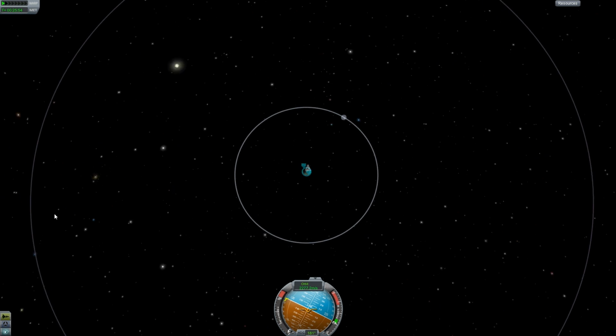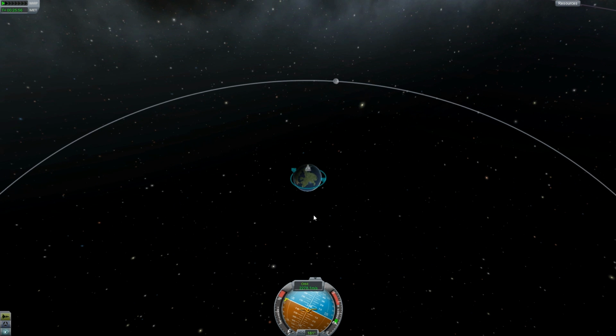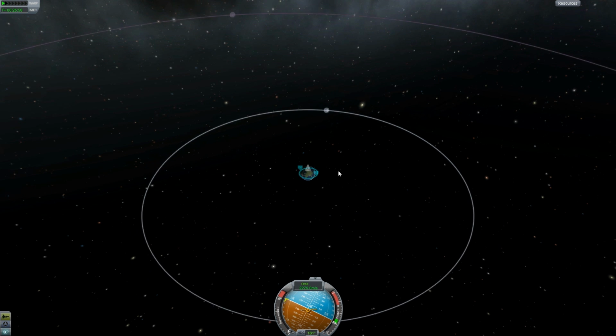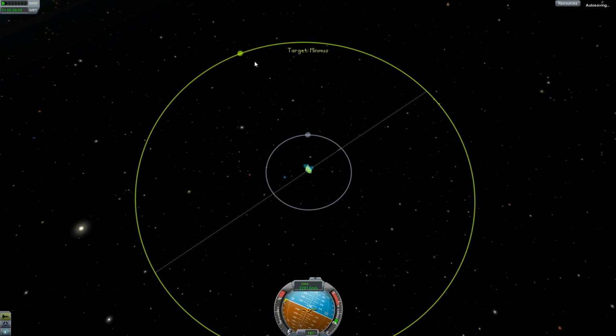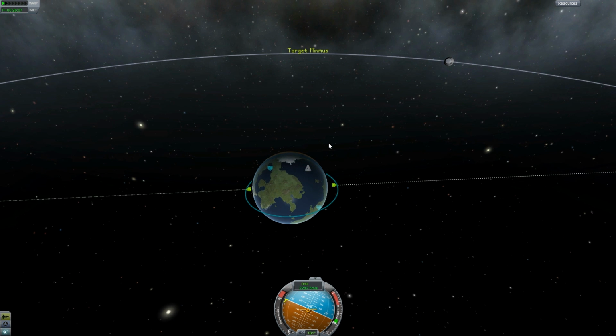Now, I was asked a few very nice questions by creators, so I did decide to make this a little bit earlier. The first question being, when you do decide to set your target as either the planet or the moon, in this case I'll select Minimus, you will get two things that pop up, that being the descending and ascending node.